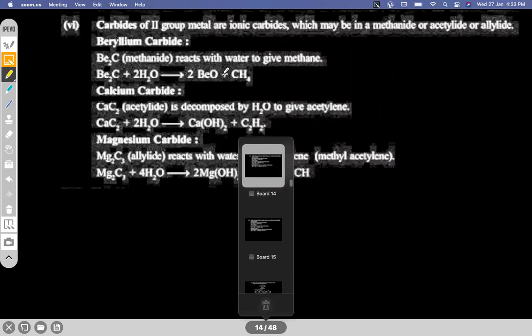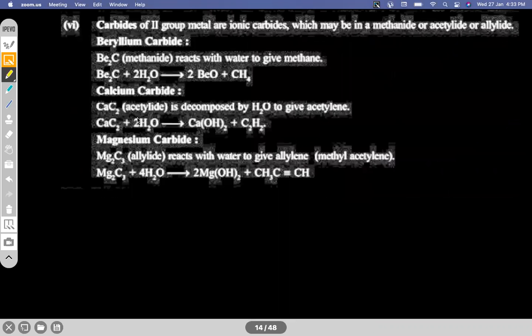Okay. So, carbides of group 2 metals are ionic carbides, which may be methanide, acetylide, or allylide. The ion's name is methanide when there is one carbon atom, acetylide for two carbon atoms, and allylide we have over here.